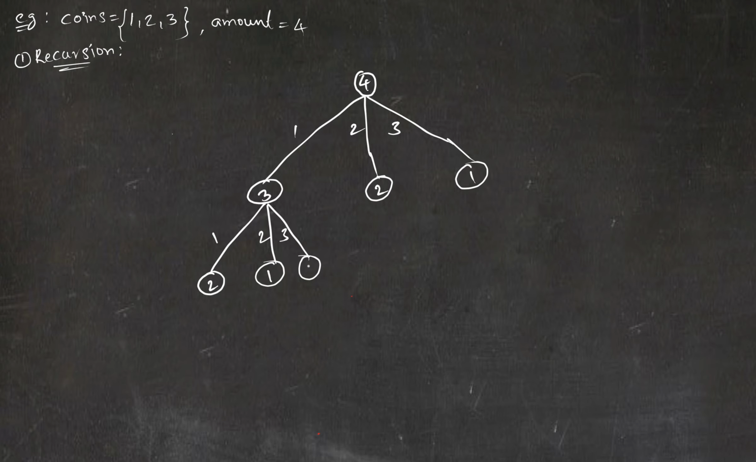If I had chosen 3, then I got a result of 0. So 0 means we arrived at some answer, that means we got a valid combination. And to find the answer for 2, again we have three choices: 1, 2, 3. If I choose 1, I need to find the answer for 1. For 2, I need to find the answer for 0. And for 3, I need to find the answer for -1. So -1 means these are invalid combinations.